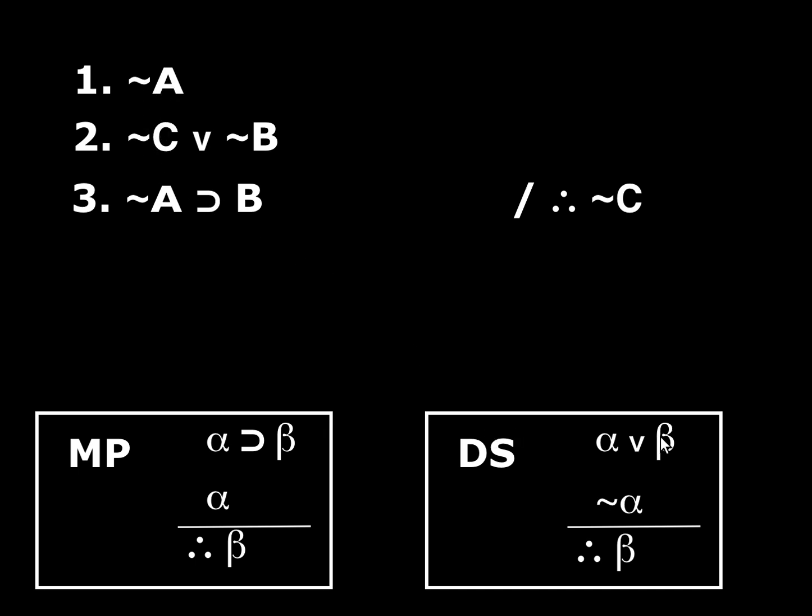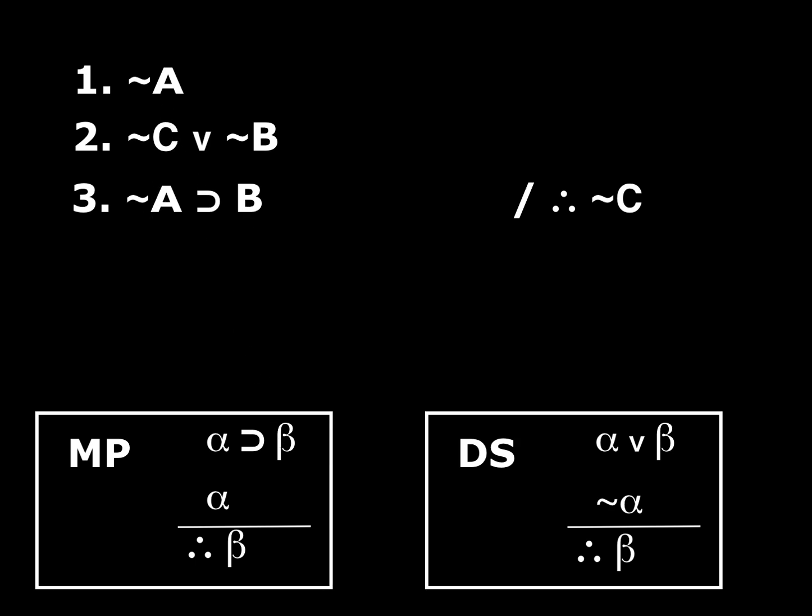What about disjunctive syllogism? Can I do that? Well, I do have a disjunction. Do I have the negation of either disjunct? I would either need C, that's the negation of this, or I would need B. And you can see I don't have either of those on a line by itself. The B is here, but it's not on a line by itself. So the only thing I can do is modus ponens on 1 and 3.